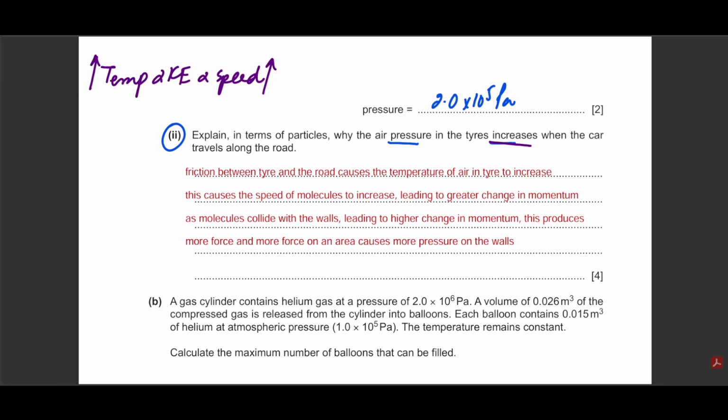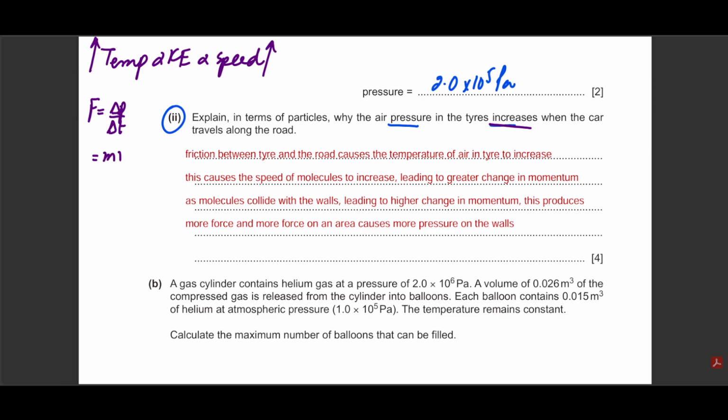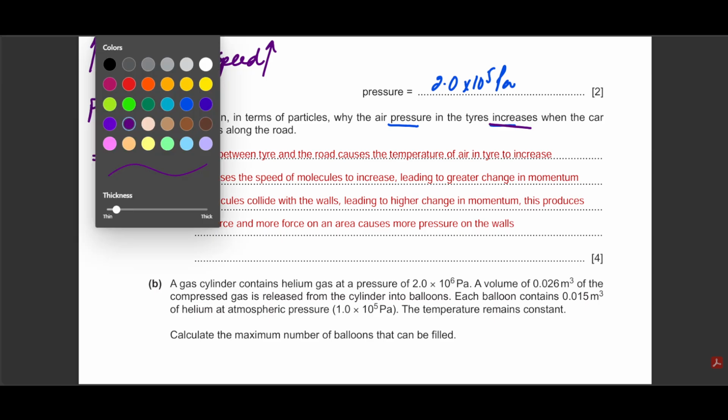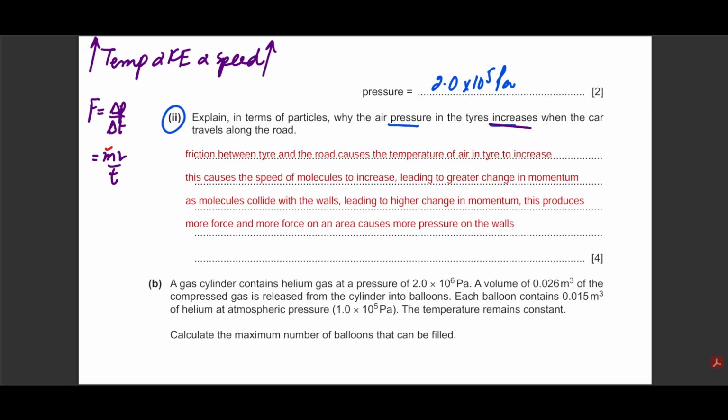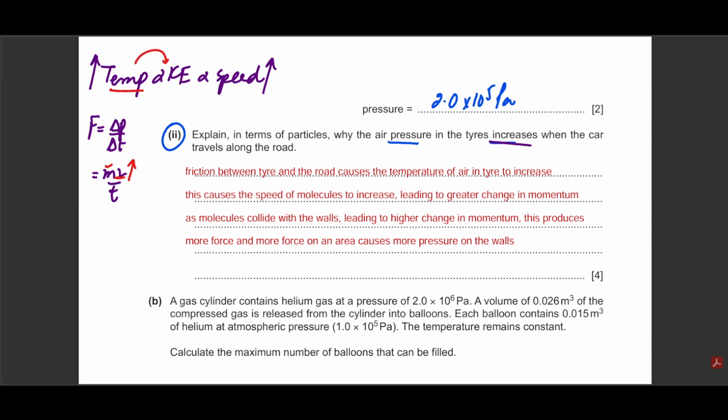You see, for force or resultant force, we have change in momentum divided by change in time. What you are doing effectively is mv divided by t. Now, you're not changing the mass of the gas that is inside the tire, which is primarily made of nitrogen, oxygen, carbon dioxide. You're changing their velocity. You're increasing the velocity because you're increasing the temperature, which is increasing kinetic energy. Kinetic energy is half mv square.